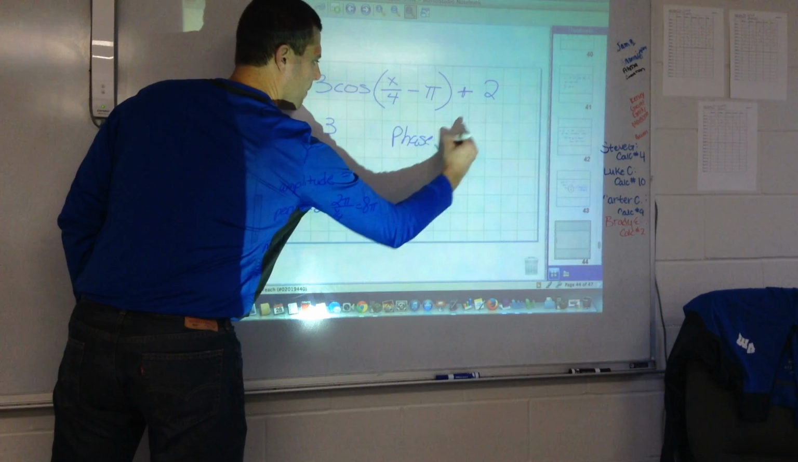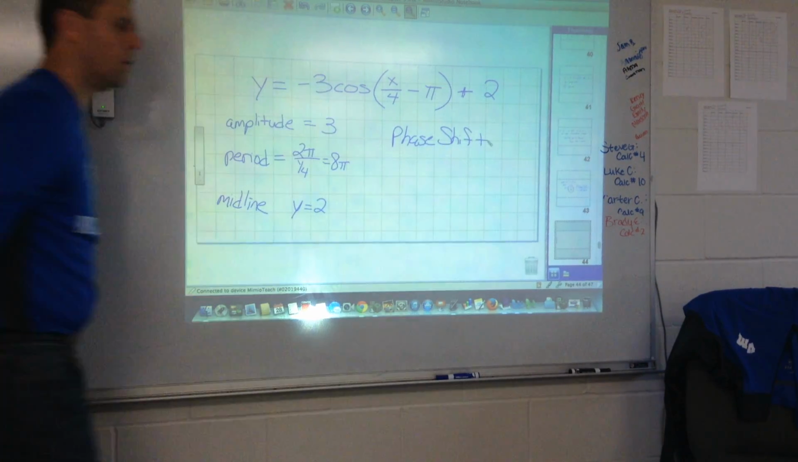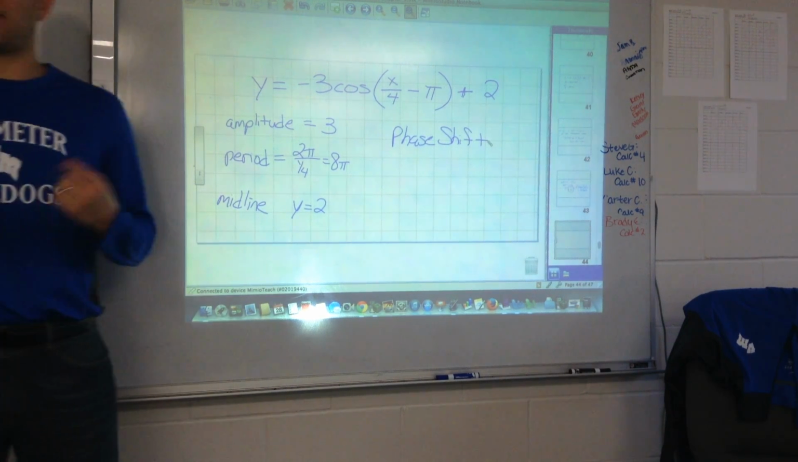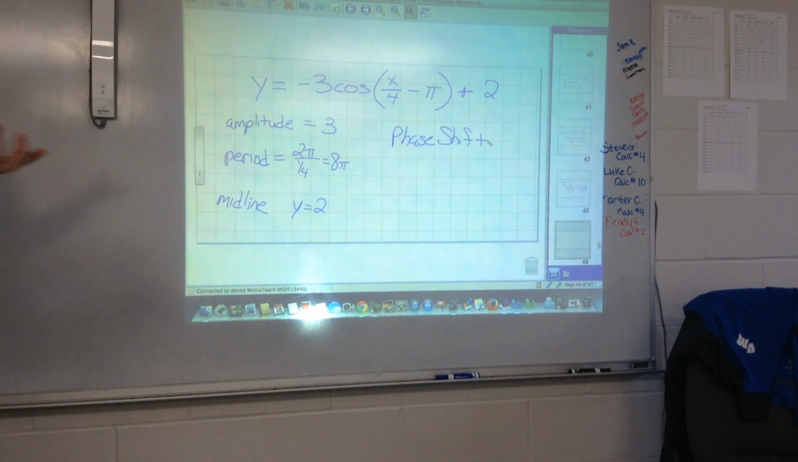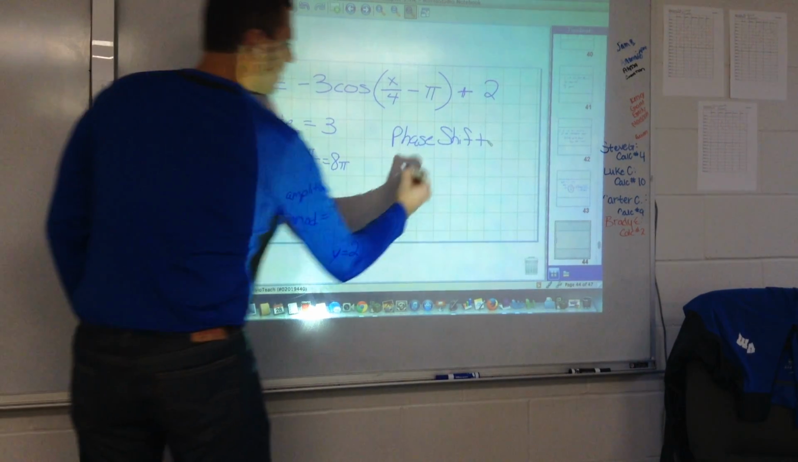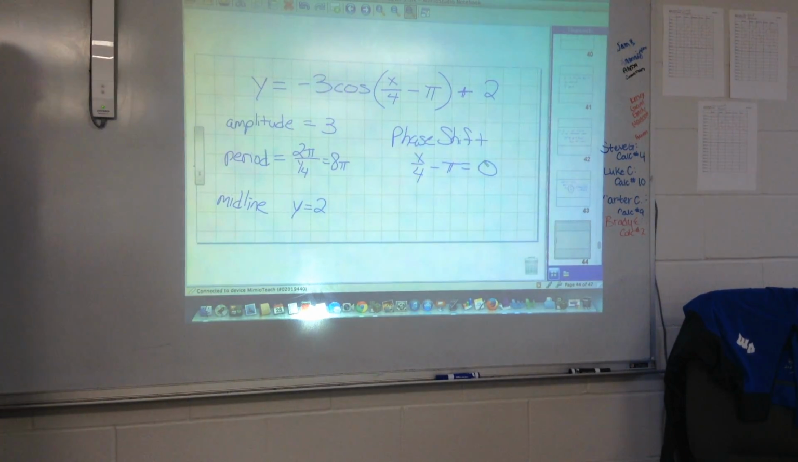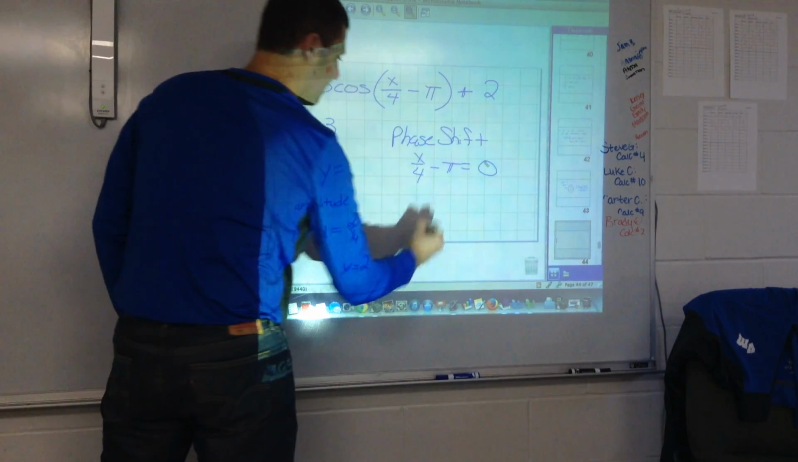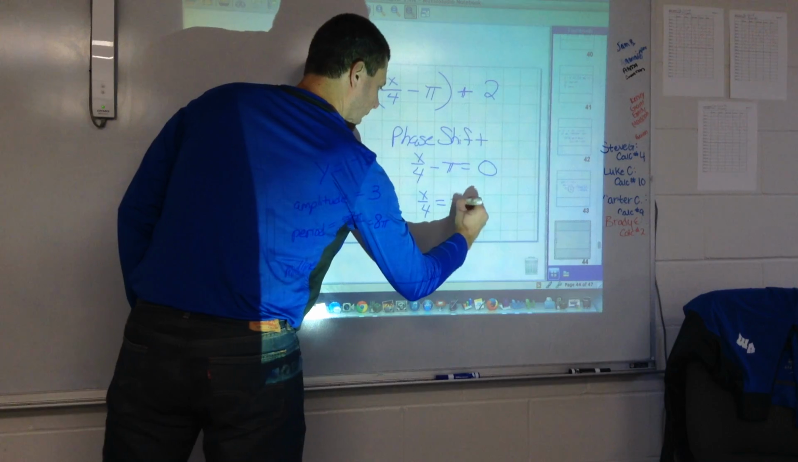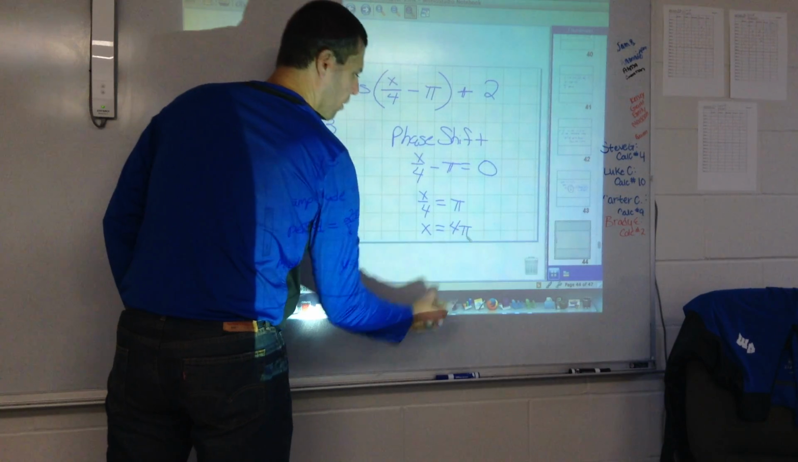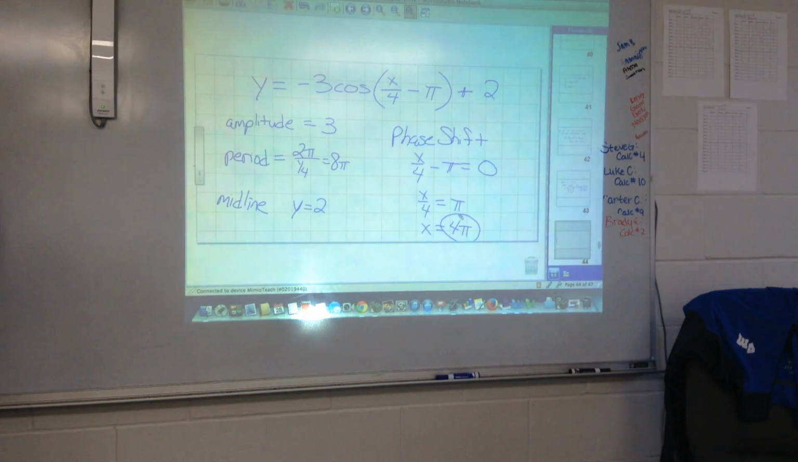And what is our phase shift? If you don't remember the formula, you can always find the phase shift by setting the parentheses equal to 0. But if you remember the formula, it's the opposite of C over B. I don't care how you do it. X over 4 minus pi equals 0. Add pi, so x over 4 equals pi. Times both sides by 4, so 4 pi. 4 pi is my phase shift.